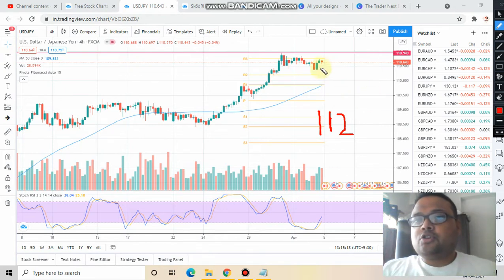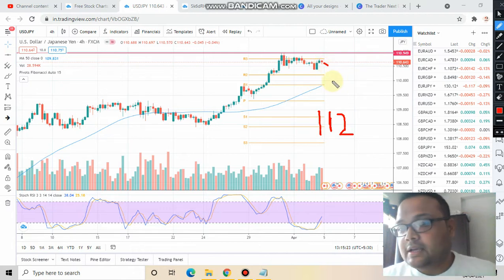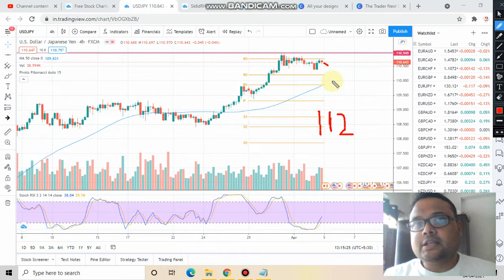Okay, so if we short the market right here, we will be risking our capital, because the overall trend of the market is very bullish. This is not a sideways market, this is a very bullish market. So if we short the market right here, we will be going against the trend. So that is not an option for us right now.